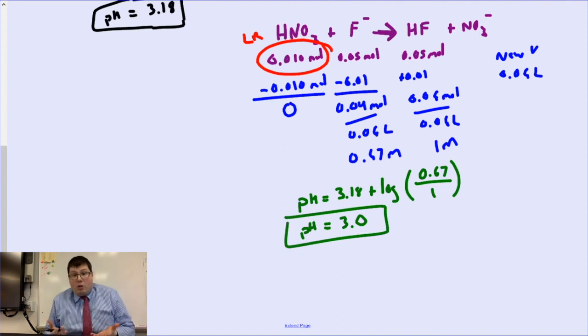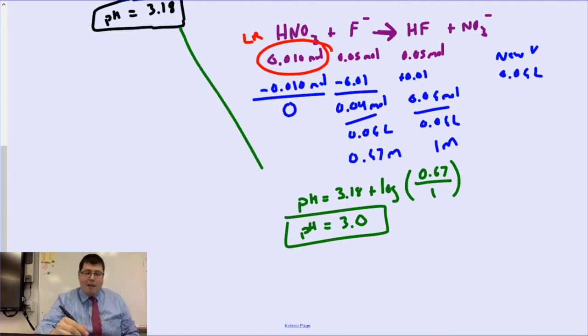Lastly, we can just check and make sure that this makes sense. I added an acid to my buffer. It makes sense that my pH decreased from 3.18 down to 3.0 because adding an acid should lower your pH. What the buffer did is make it not lower so much because that buffer was able to absorb some of that H plus and not leave it in solution.